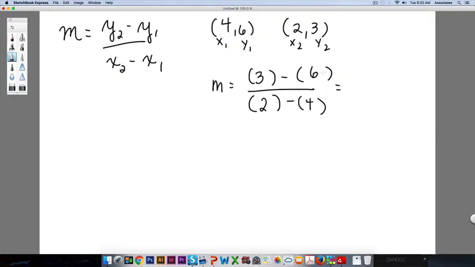Do the math, 3 minus 6 is negative 3. 2 minus 4 is negative 2. A negative divided by a negative is positive, so we get the slope of 3/2. And it's perfectly fine to leave that as an improper fraction because slope is rise over run. All right, once you've got that copied, I'll meet you back here.